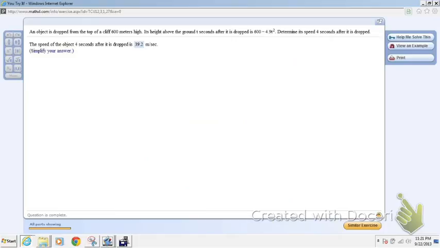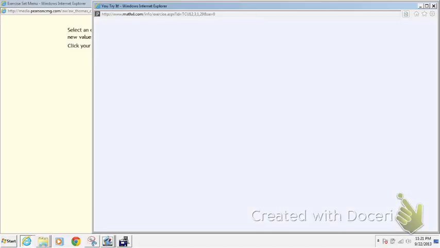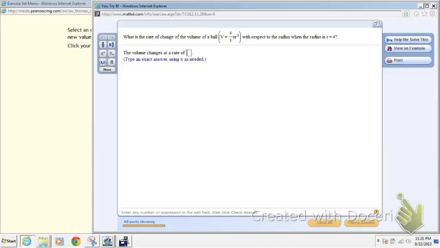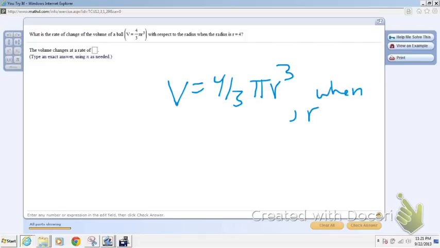And then I just have one more problem, which was number 29. These are ones that I didn't get to podcast in the first set. So, okay. This one says, what is the rate of change of volume? I'm going to write out the function here. Of a ball. So they give us volume equals 4/3 pi r cubed. What's the rate of change of volume with respect to the radius when the radius is 4? I'm just going to write here when radius is 4.